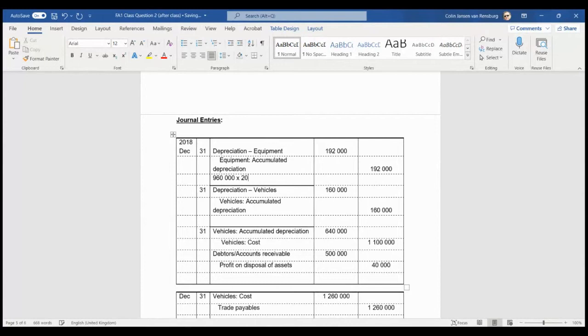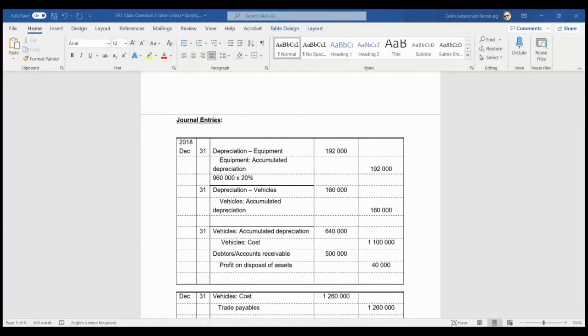960,000 times 20. Where's the percentage? 20%. Right. 960,000 rand multiplied by 20%. Does that give us 192,000? If you can just confirm that, ladies and gents. 192,000. Yes, I see there's a lot of answers there now. When I was in the Word document, I couldn't see it. Thank you so much for confirming that. So there we have it.